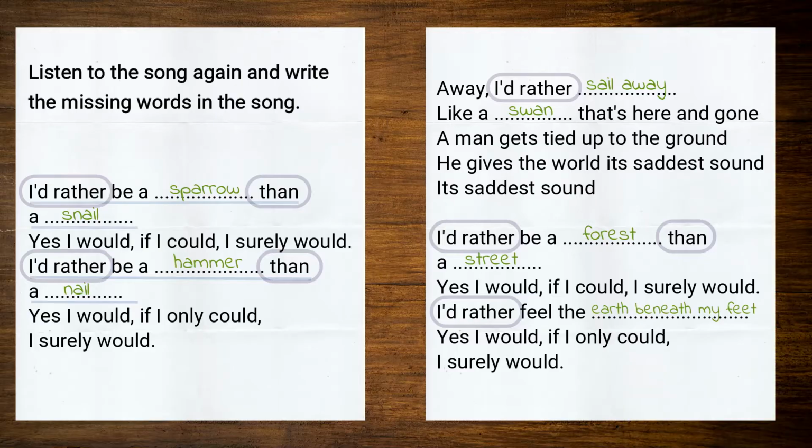How many choices do you have in those sentences? How many? Sparrow, a snail. 2, excellent. Can you see how I elicit the answers, how I lead them to digest, understand how this is used? What phrase do we use to express our specific preference?